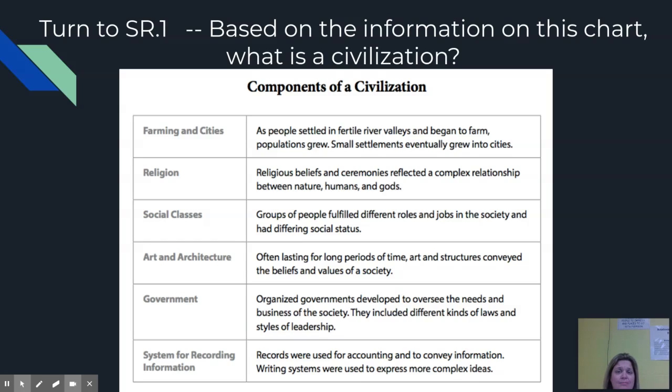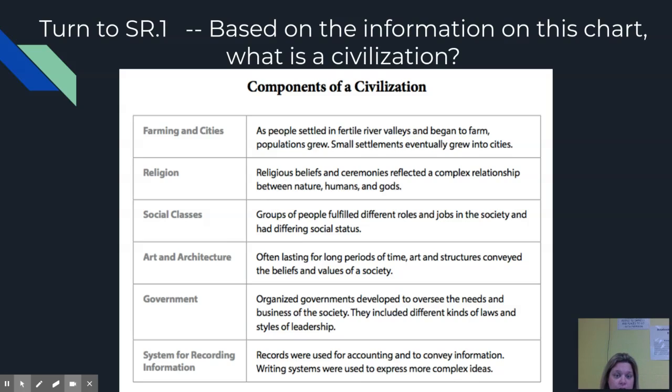Number one, there has to be some sort of farming, agriculture, and cities. People settled in early civilizations. People settled in the fertile valley regions or river valley areas, and they began to farm. They called it the fertile river valley because the soil was able to grow a lot of things. Once people began to cultivate seeds and they realized, hey, I can take this seed and plant it and it'll regrow, the nomadic people started making civilizations. They started building cities. Soon after they began farming, people realized there was food and the population grew. As the population grew, small communities turned into cities.